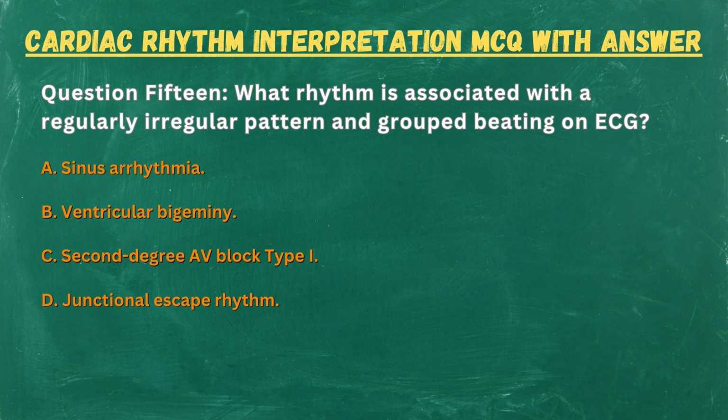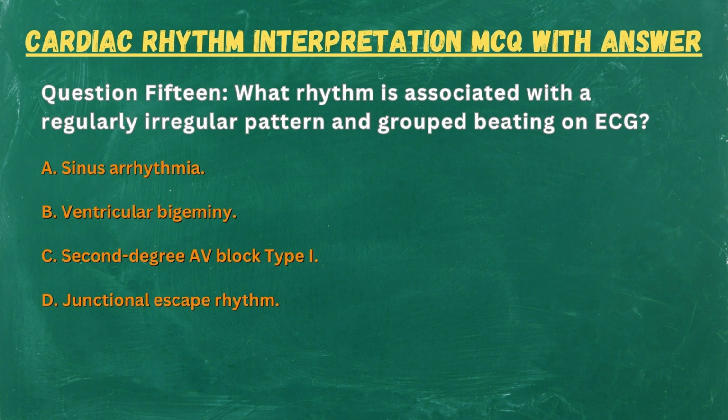Question 18. What rhythm typically follows untreated or repeated episodes of torsades de pointes? A. Atrial flutter. B. Ventricular fibrillation. C. Sinus tachycardia. D. Junctional bradycardia. Answer: B. Ventricular fibrillation. Question 19.